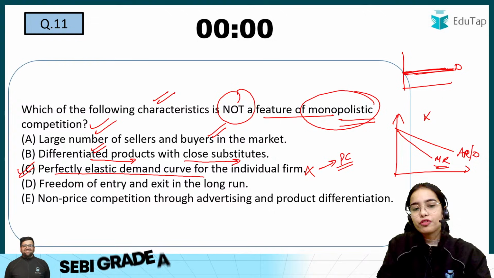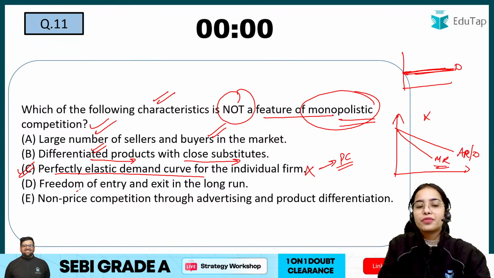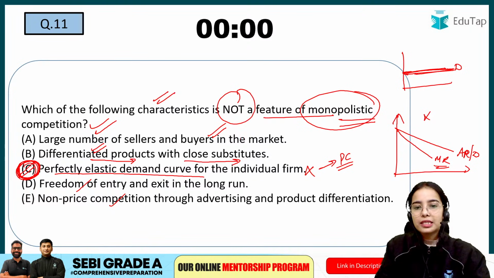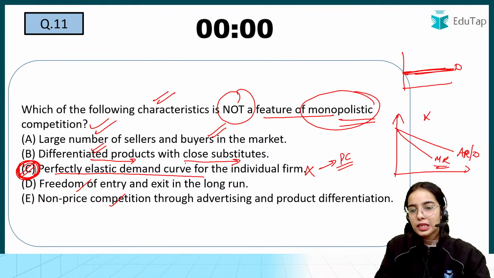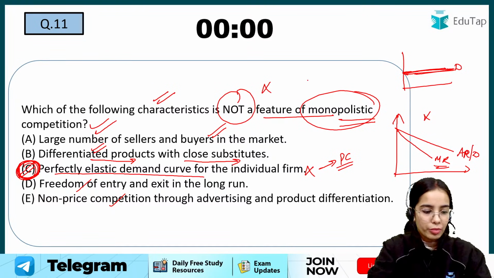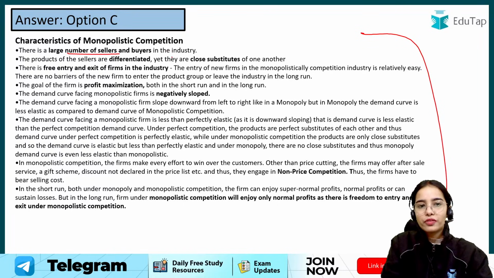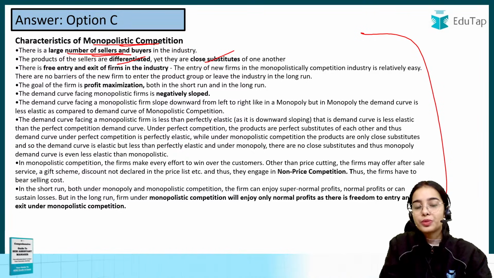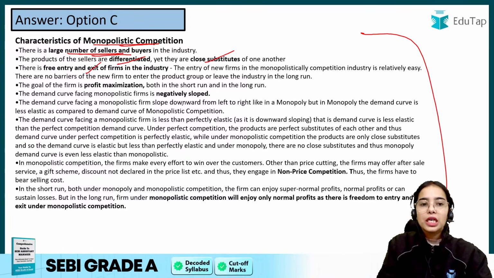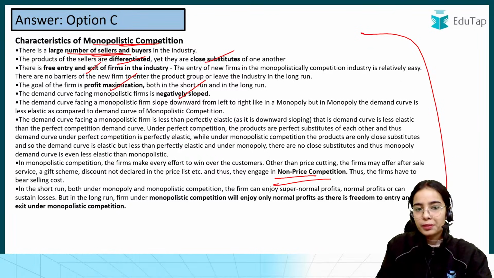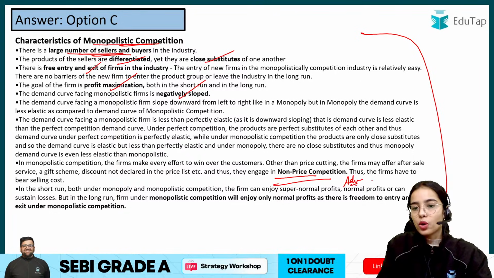It is not a feature of monopolistic competition. Monopolistic competition has freedom of entry and exit, non-price competition where advertisements are happening and such. So only C is the right answer. The demand curve being perfectly elastic is not a feature of monopolistic competition. Okay, so you can read the characteristics: a large number of sellers and buyers, differentiated products which are close substitutes, free entry and exit of firms. The demand curve is negatively sloped. Profit maximization is the focus. Non-price competition is there. The firms are bearing the advertisement cost, selling cost.